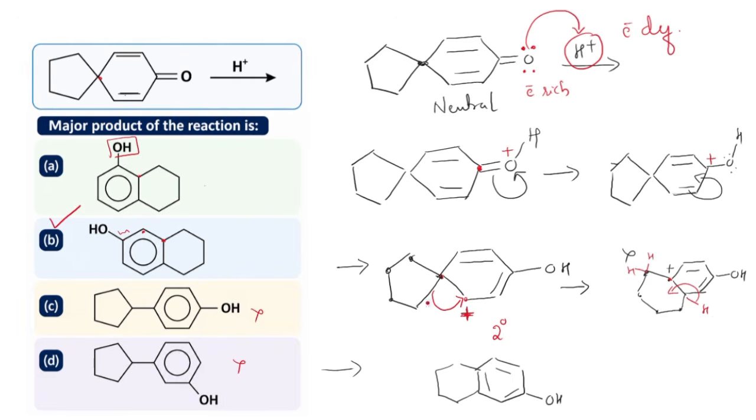So students, the driving force for the ring expansion, this can also be called ring expansion because from a 5-membered ring, you are forming a 6-membered ring. What is the driving force here? Aromatization, because aromatic molecules are stable.